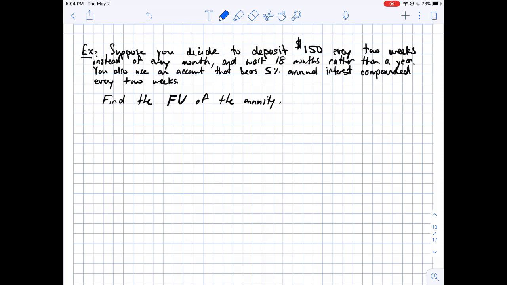Okay, and then once that is the case, we're just going to use our formula. We know future value is going to be the amount of our payment multiplied by 1 plus R over N to the power of NT minus 1, divided by R over N. And we're going to figure out what is our payment amount, what is the R value, and so on.